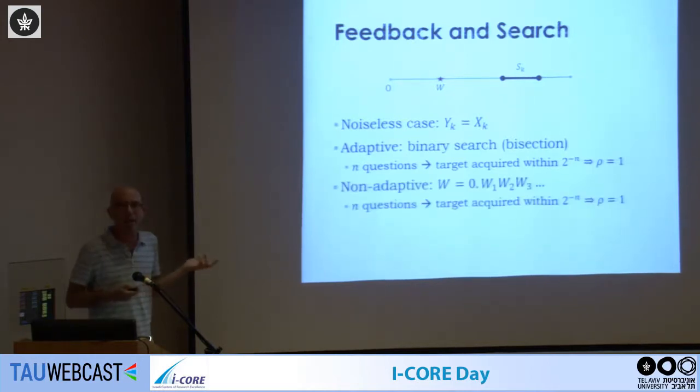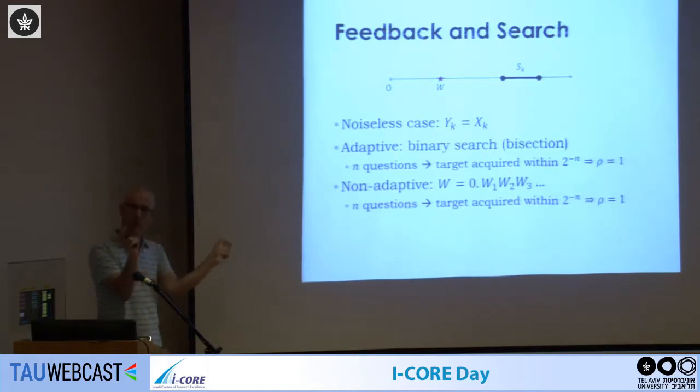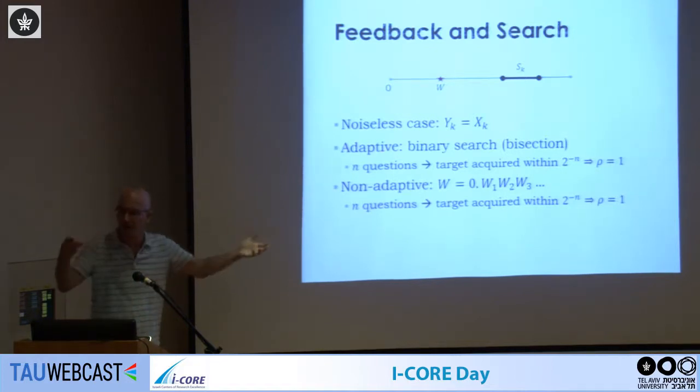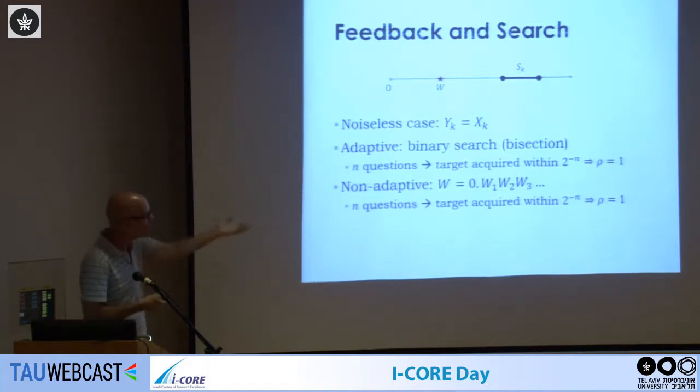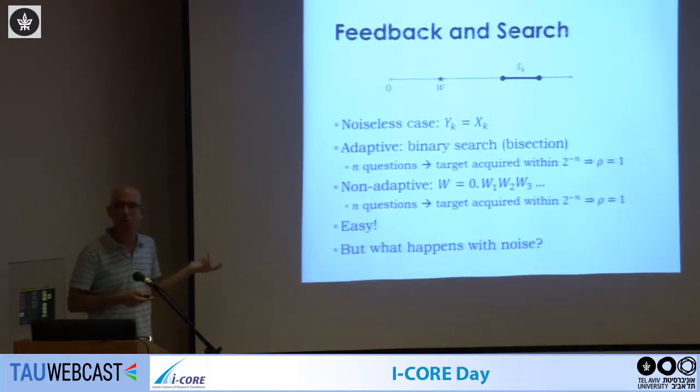You can actually do that without adaptiveness, right? You could just think of the binary expansion of W and ask questions that correspond to the first bit, the second bit, and so on. And these questions are not going to be intervals. The first one is going to be an interval, then a union of 2 intervals, then a union of 4 intervals, and so on and so forth. But it's essentially the same thing, just running things in parallel, basically. And you can get the same targeting rate. Okay, so that's easy. What happens with noise?